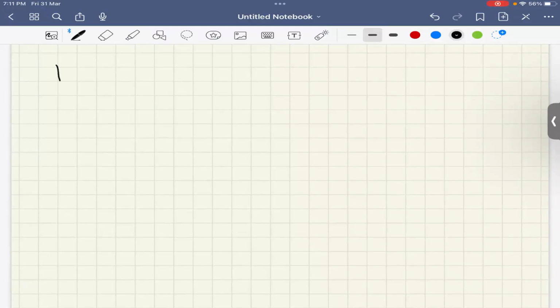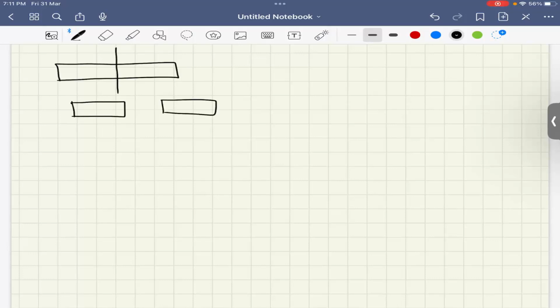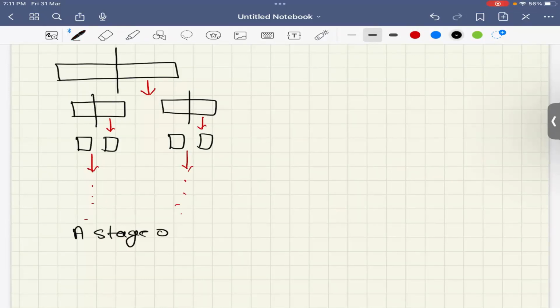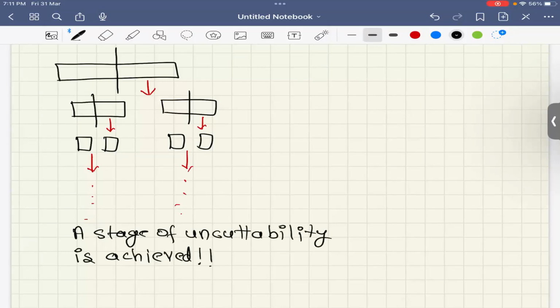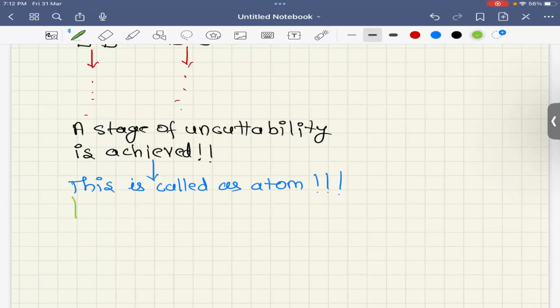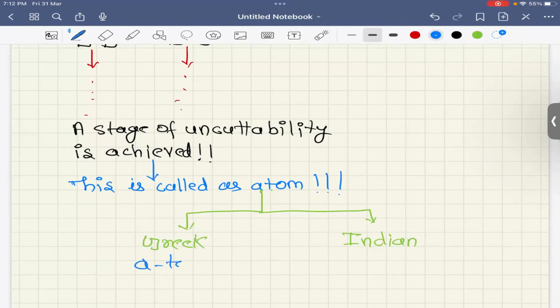What they used to think is, let's say they have a piece of iron bar. They used to think that we can cut this iron bar into two pieces, and this can further be broken down into many pieces. Like this, we can continue until a stage of uncuttability is achieved. The ancient name for atom given by Greek philosophers is atomio, whereas the name given by Indian scientists is Parmanu.